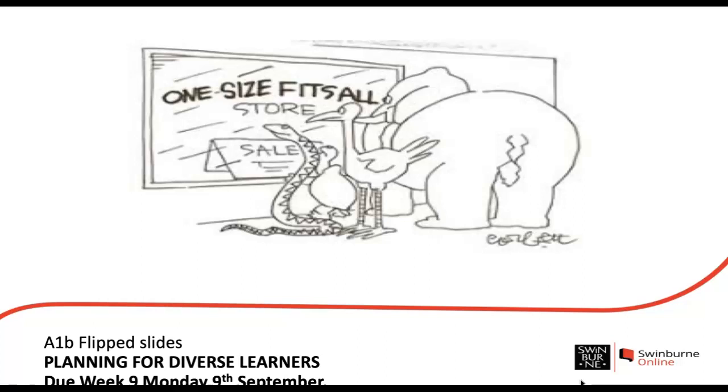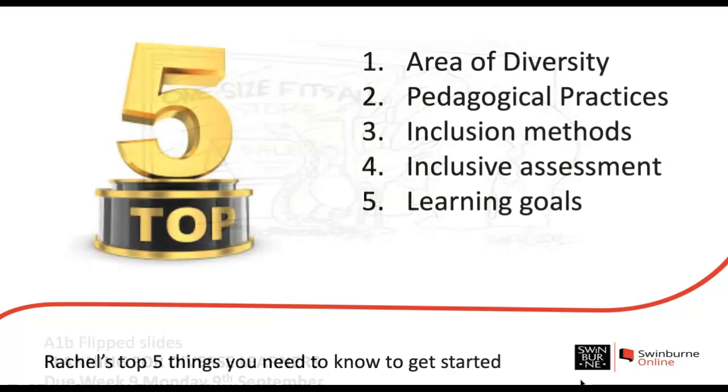But today in this collaborate we are talking about planning for diverse learners. We'll talk about what that means and how to help you get started. This assessment is due in week 9, which is Monday the 9th of September, and we will be having an interactive collaborate as well in week 6.